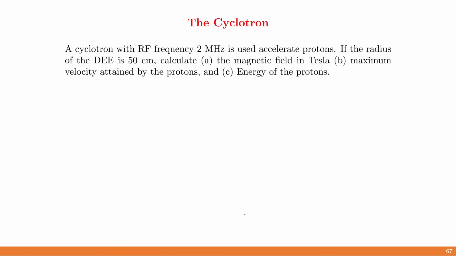To have a better understanding of the working of a cyclotron, let's try to solve this problem. A cyclotron with RF frequency 2 MHz is used to accelerate protons. If the radius of the D is 50 cm, calculate A, the magnetic field in Tesla, B, the maximum velocity attained by the protons, and C, the energy of the protons.